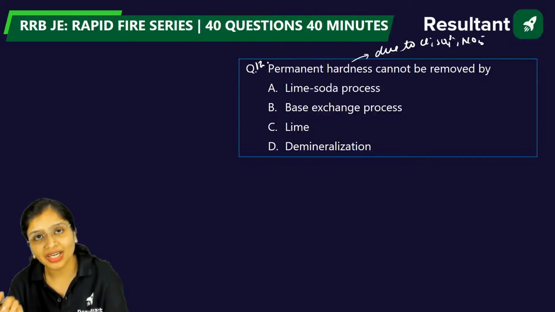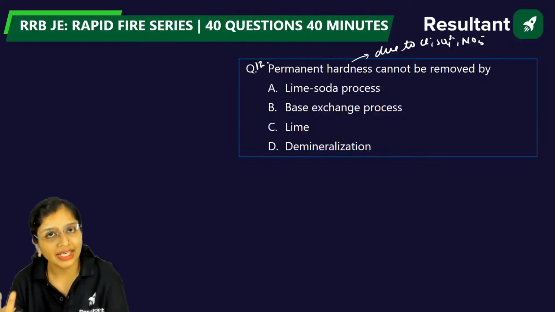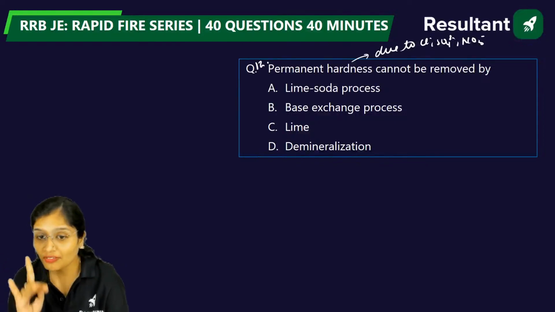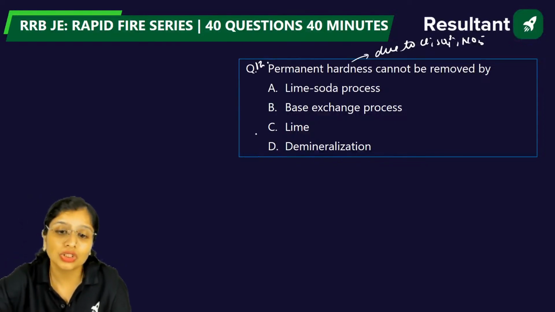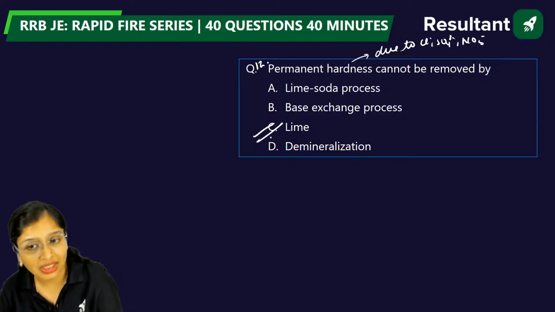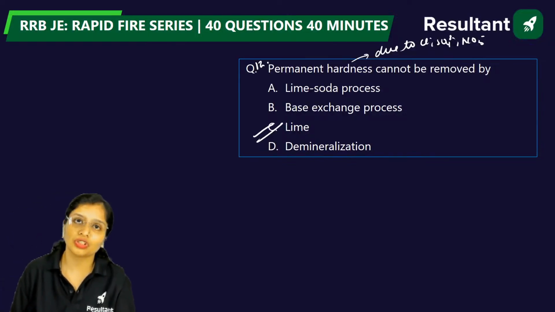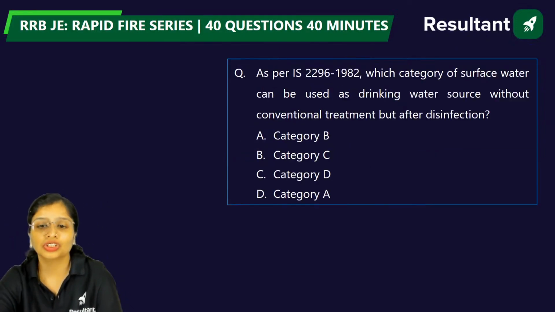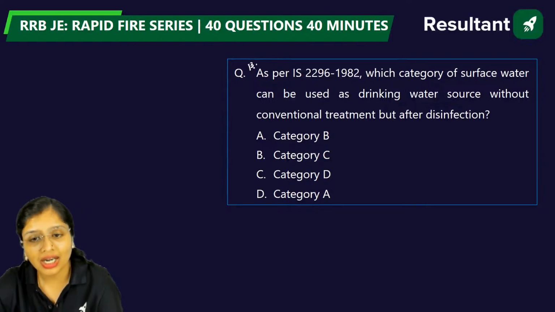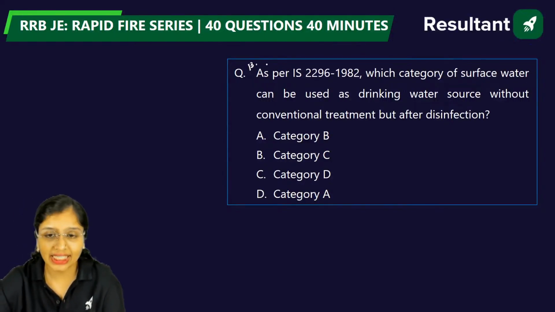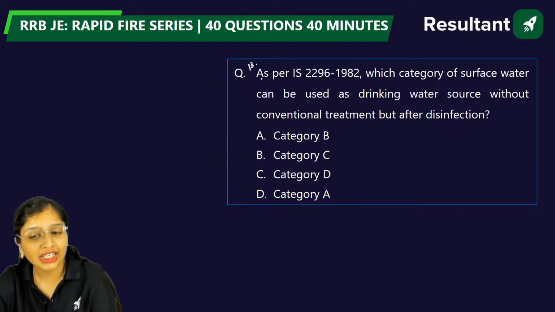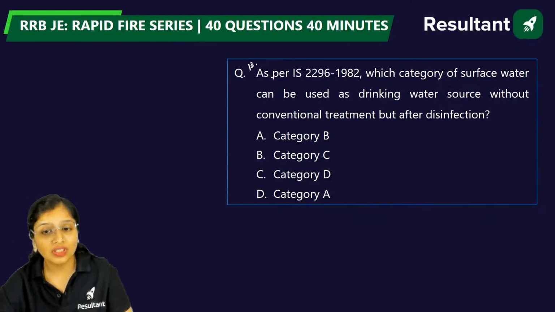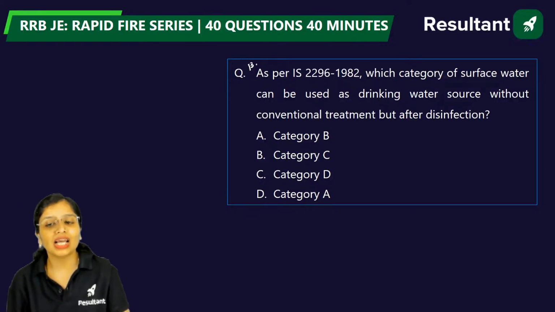We use demineralization process, we use ion exchange method, we go for zeolite treatment, we go for lime soda process. But if you use only lime, it is used for the removal of temporary hardness. But only lime is not used for the removal of permanent hardness. Okay. Now, question number 13. As per IS 2296-1982, which category of surface water can be used as drinking water source without conventional treatment but after disinfection?